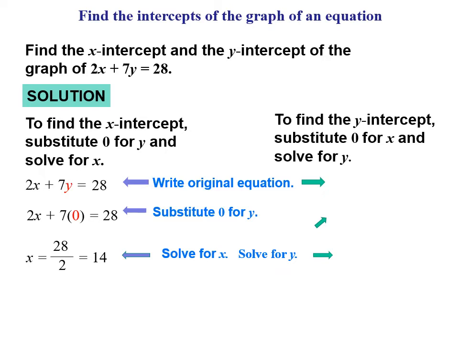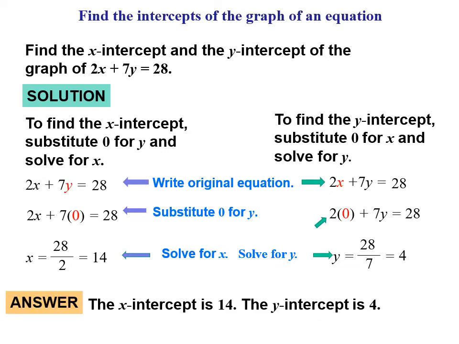Now let's do the same to find the y-intercept. The original equation is 2x + 7y = 28. This time we will substitute 0 for x, and y is 4. The x-intercept is 14, and the y-intercept is 4.